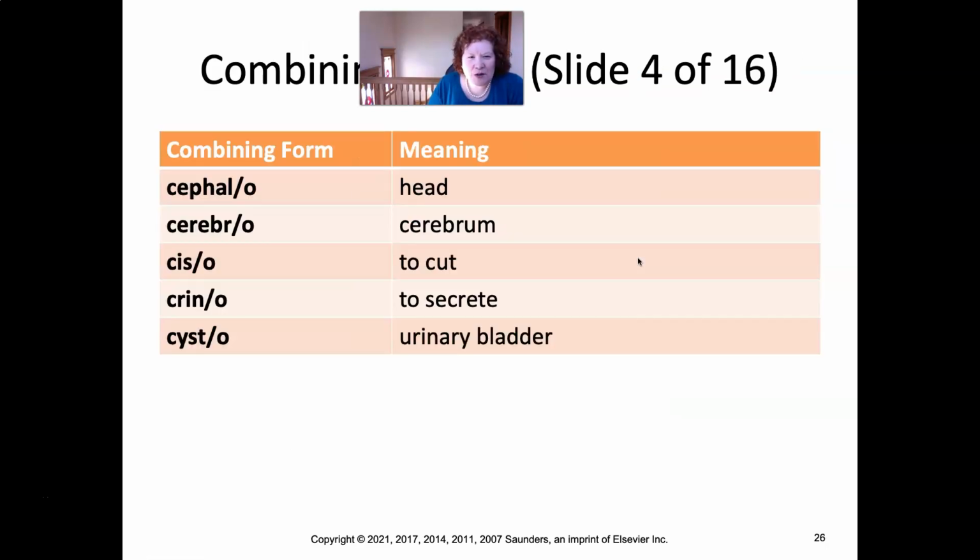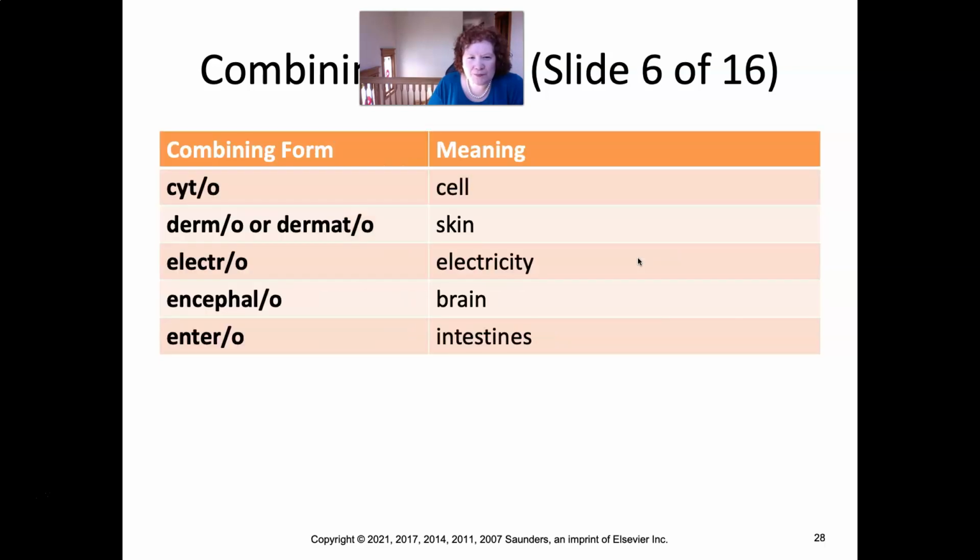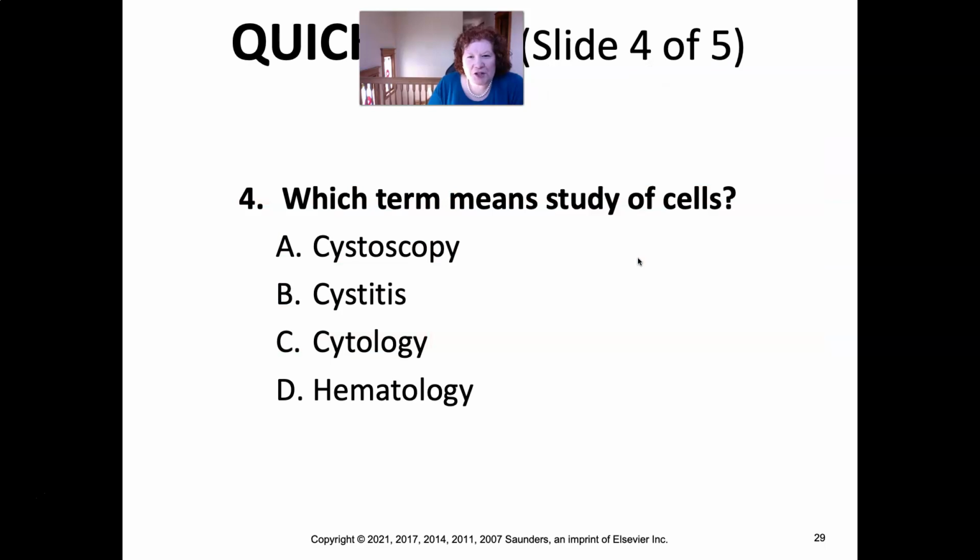Some more combining forms. Cephalo, cerebro, cis, crin, cysto. And look, for skin, right off the bat, we've got 2 that mean skin. It can be dermo or dermato, and you're going to need to know that based on the word. Which term means study of cells? Study of cells. We talked about -logy, hint, hint, and that's all I'm going to give you.